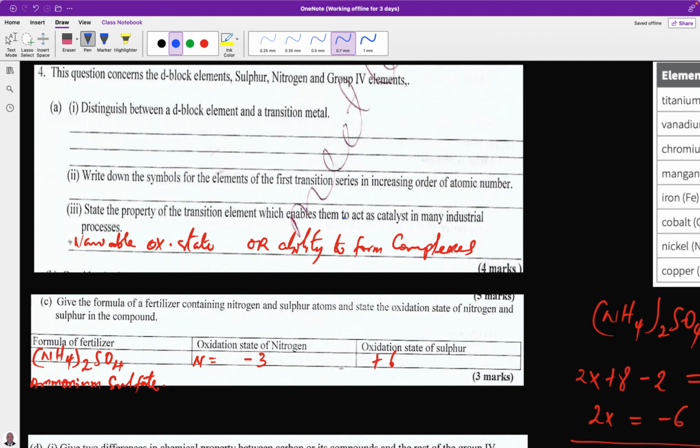You can either state ability to form complexes. With that ability to form complexes, that enables them to form intermediates in their reaction in the industry. It enables them to form intermediate with suitable reactants in any process. So these are the only 2 properties: variable oxidation state or ability to form complexes or complex ions.